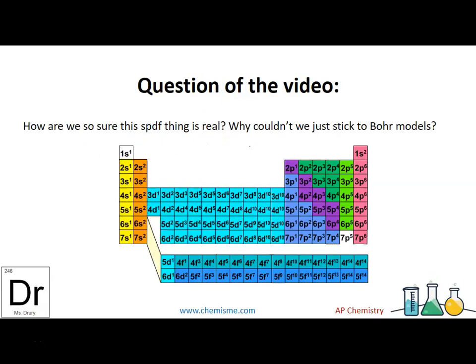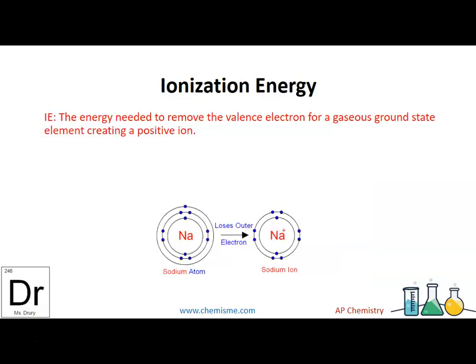Our questions of the video are: how are we so sure this SPDF thing is real? Do we have evidence? And why can we just stick to easy Bohr diagrams? So we're going to use Bohr diagrams to describe what the ionization energy is, even though they're too simplistic. Ionization energy is the energy needed to remove electrons from the valence. When you do that, it creates a positive ion.